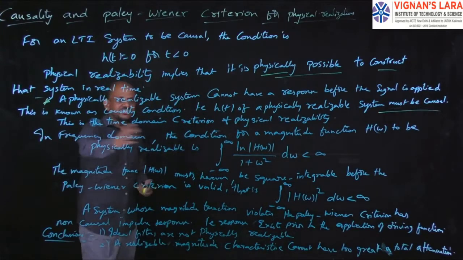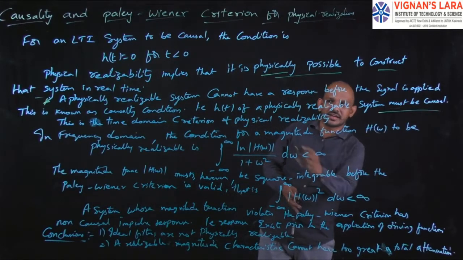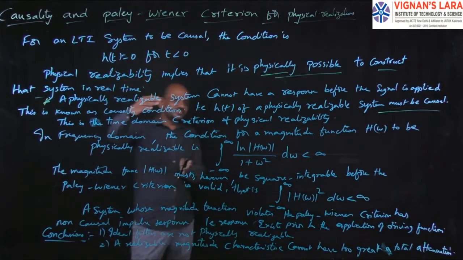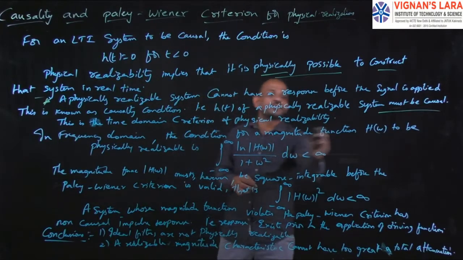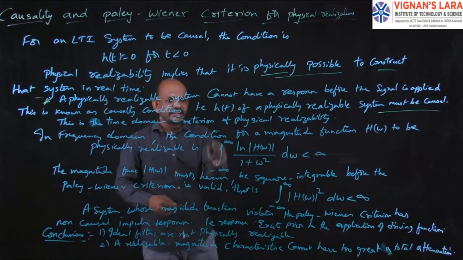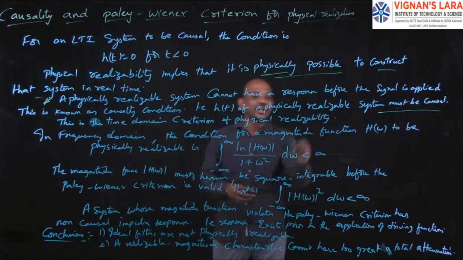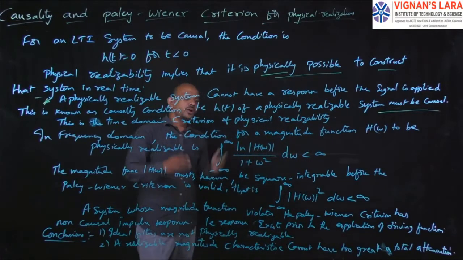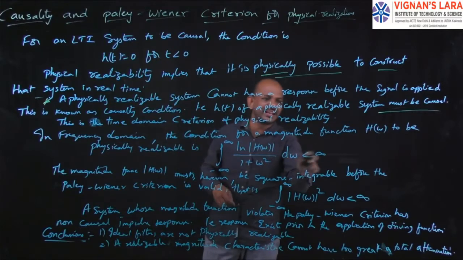In the frequency domain, the condition for the magnitude function, that is the magnitude of the transfer function H of omega, to be physically realizable is that the integral from minus infinity to infinity of ln of mod of H of omega divided by 1 plus omega square, d omega, is a finite value, that is, the value should be less than infinity.